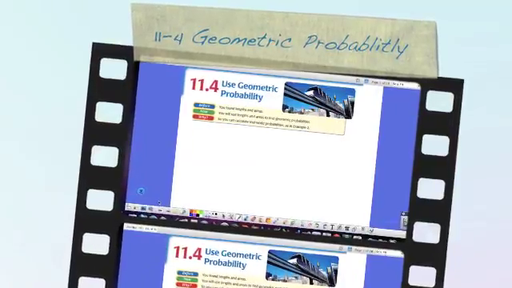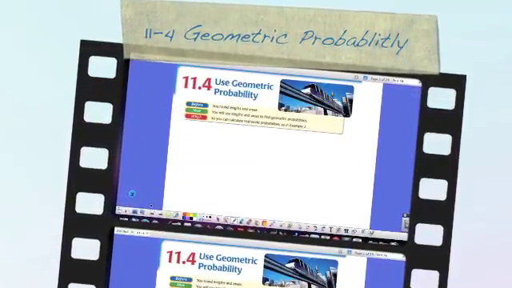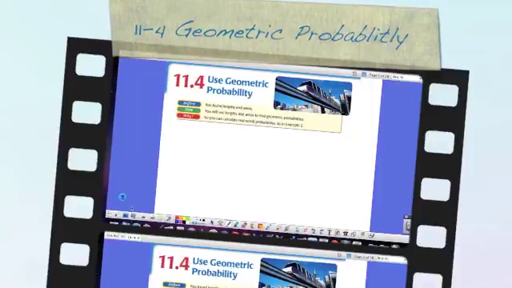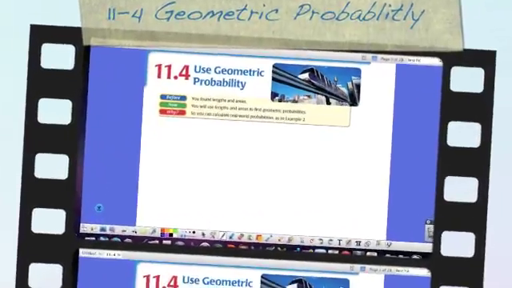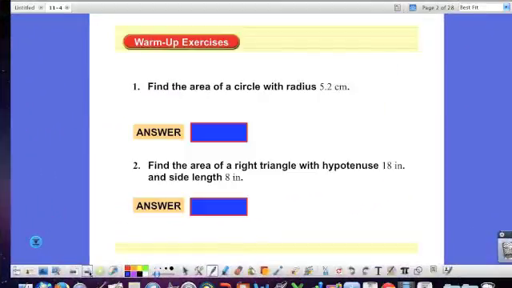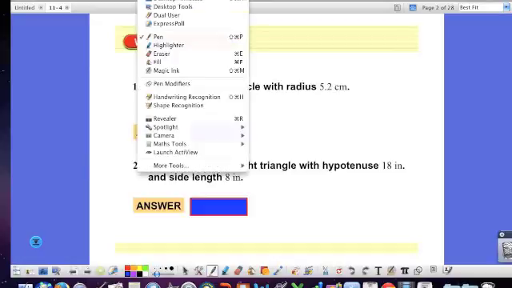Welcome to lesson 11.4, using geometric probability. We're going to use lengths and areas to find geometric probabilities. First though, we're going to do some review.